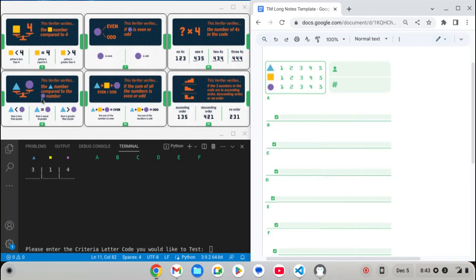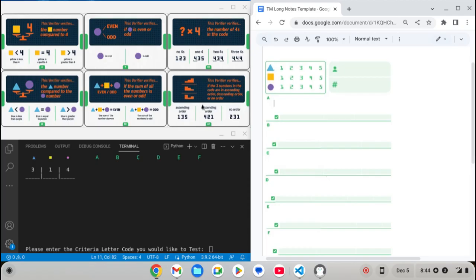Criteria card D will take a look at our first and last digits, triangle and circle, and compare them. So should the value of triangle be less than circle? Should they be equal? Or should the value of triangle be greater than circle? Criteria card E will take a look at our 3 digits, triangle, square, and circle, add them together, and the Turing Machine will let us know whether the sum total is an even quantity or an odd quantity.